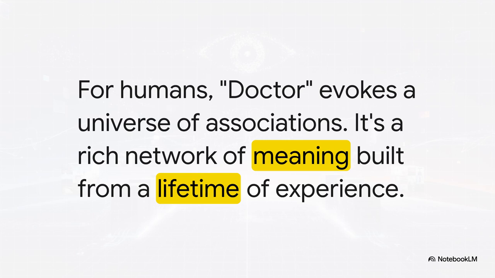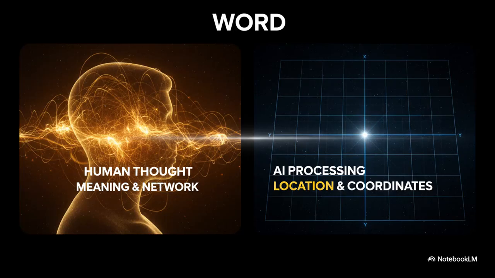So when you or I see a word, say, doctor, our brain just ignites. We immediately think of medicine, stethoscopes, trust, all of those years of school. It's this huge web of meaning that we've built up over a lifetime. But for an AI, it's totally different. It doesn't process meaning. It processes a location, a set of coordinates. To a large language model, a word isn't some abstract concept. It's a very specific address on a mind-bogglingly complex, multidimensional map.